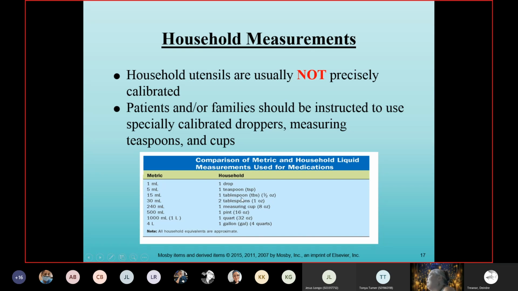So we've got 1 tablespoon is half an ounce. So that's 15 milliliters. 2 tablespoons, 1 ounce, 30 milliliters. 1 measuring cup is equal to 8 ounces or 240 milliliters. 1 pint equals 16 ounces or 500 milliliters. 1 quart equals 32 ounces or 1,000 milliliters or 1 liter. And then you have 1 gallon equals 4 quarts or 4 liters.